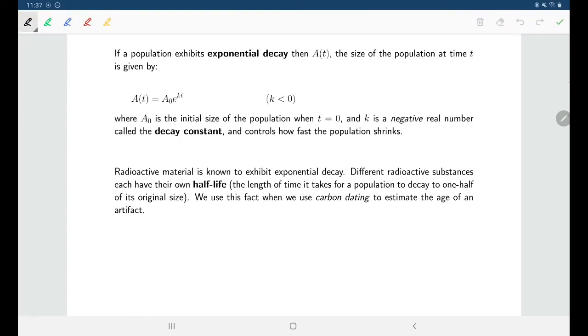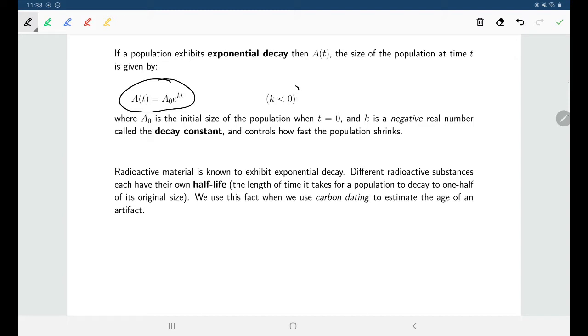Welcome back. In this part of the lecture, we'll now be talking about exponential decay. This is sort of the opposite of exponential growth. Instead of our population growing over time, our population will be shrinking over time. Notice that the formula for exponential decay is the same as the formula for exponential growth.